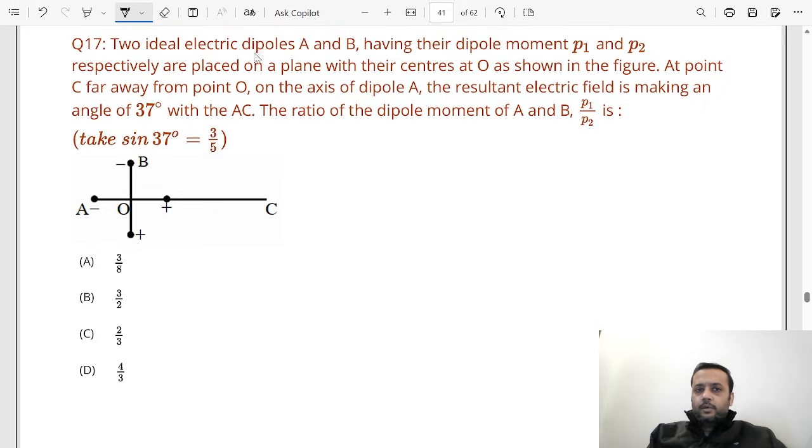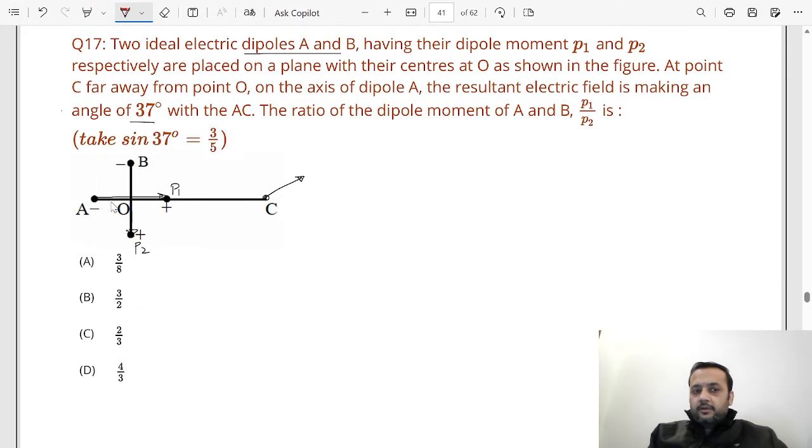Here we have two ideal dipoles, not identical, two ideal dipoles A and B, having dipole moments P1 and P2. So this is the dipole P1, and this is the dipole P2. At the point C, the electric field makes an angle of 37 degrees with AC. So here the electric field is making an angle of 37 degrees like this. We have to find the ratio P1 is to P2.